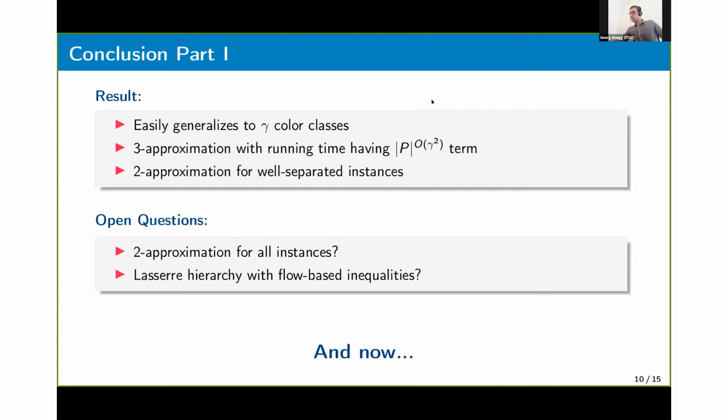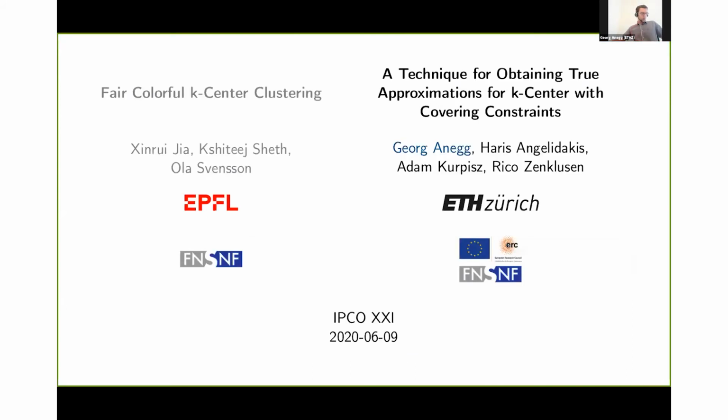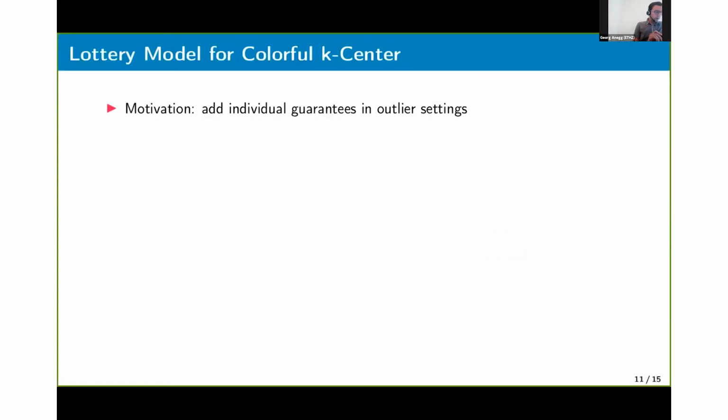I'm presenting another paper on a similar problem. This was work done with Haris Angelidakis, Adam Kurpisz, and Rico Zenklusen, and we're all at ETH. I'm going to introduce a slightly more general problem, which is the so-called lottery model for colorful k-center.